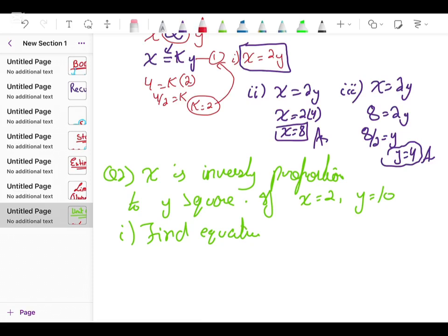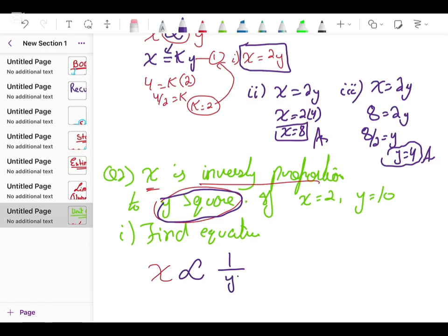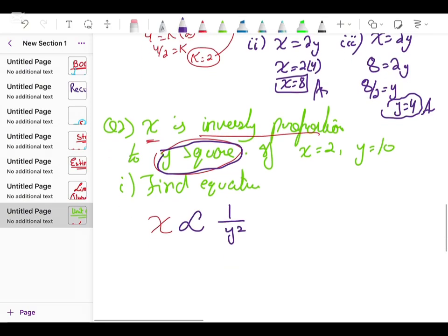Now read the question. X is inversely proportional to y square. So I will write x, then the proportionality sign, and because it's inverse, I will write the second variable in the denominator. The second variable is y square. So I will write y square in the denominator, and the rest of the simplification will be the same.